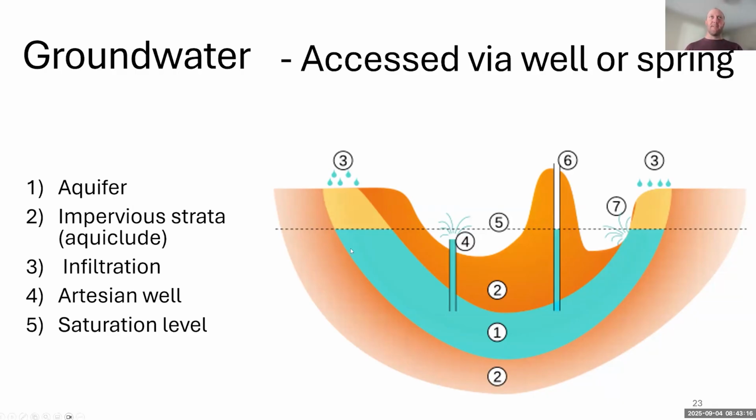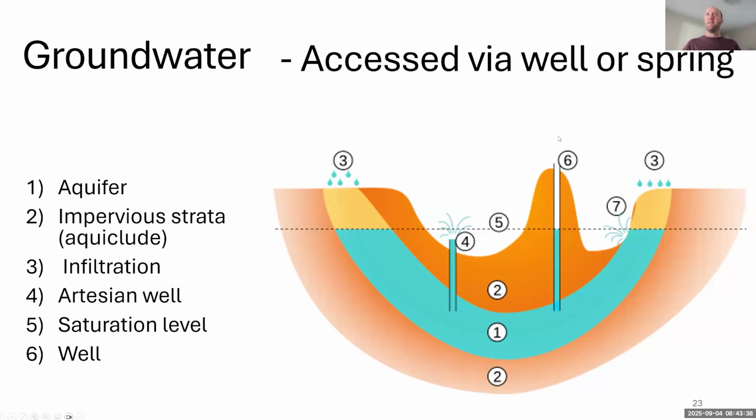Number 5 is our saturation level. So if you think about that like the level of the water, if you have a glass of water like I do right here, there's the surface of the level of water right there. So if you poke a hole in the glass down here, water's going to flow out. But if I poke a hole up here, no water is going to flow out of that.